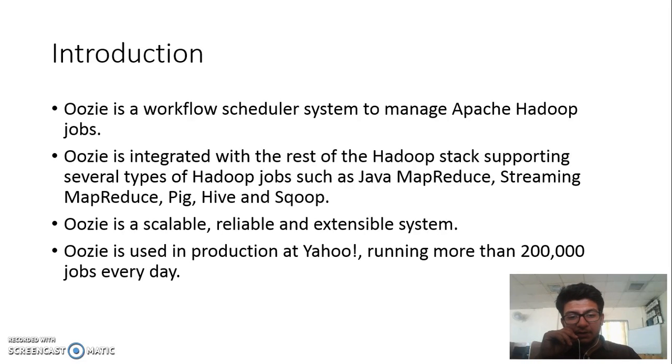Oozie is a scalable, reliable, and extensible system. So these three features are the ones that make Oozie stand out and make it a popular choice among the customers. Oozie is used in production at Yahoo, running more than 200,000 jobs every day. So this shows us the capacity at which Oozie can work. It can process up to 200,000 jobs every day.